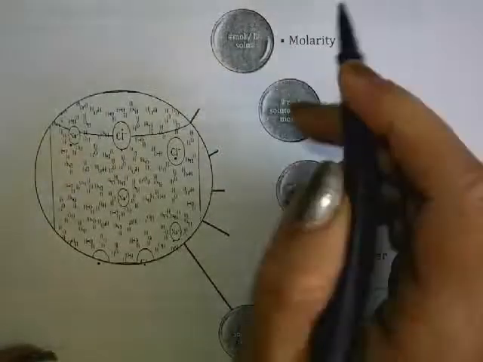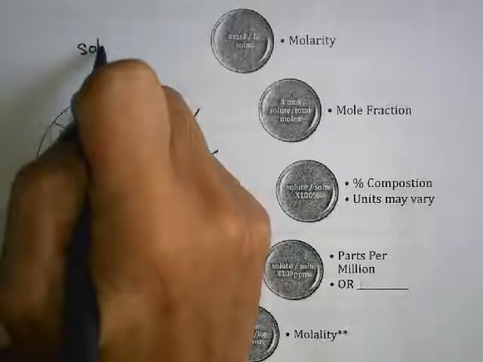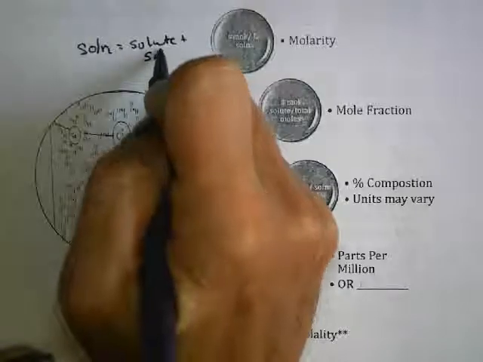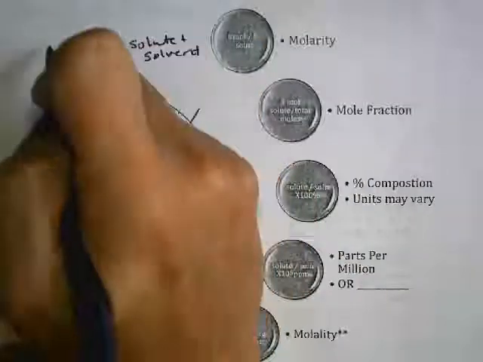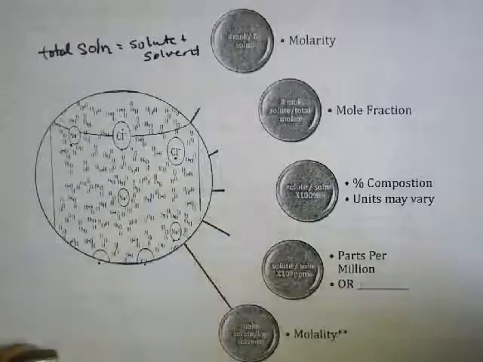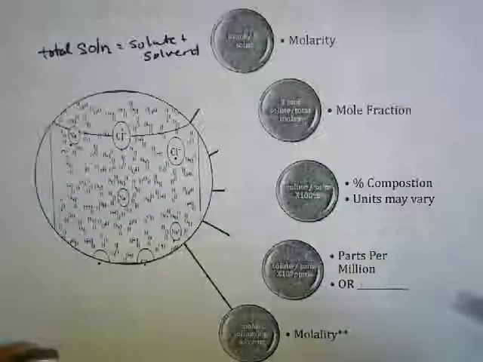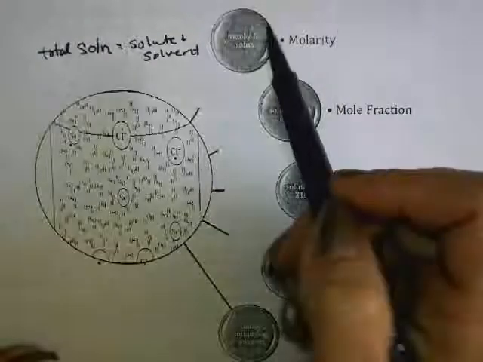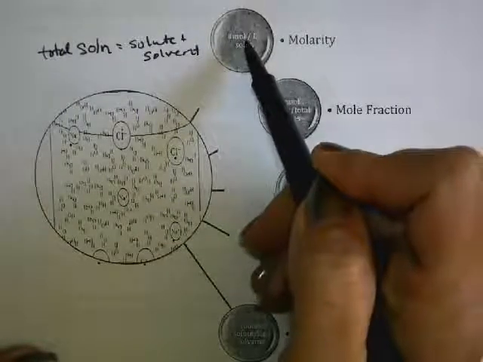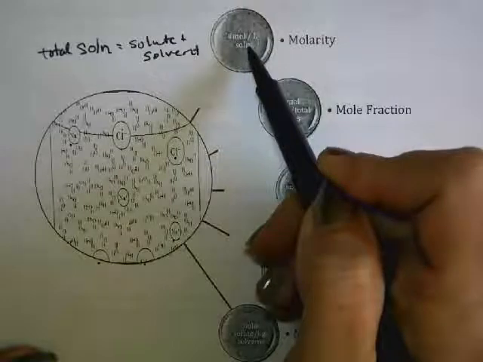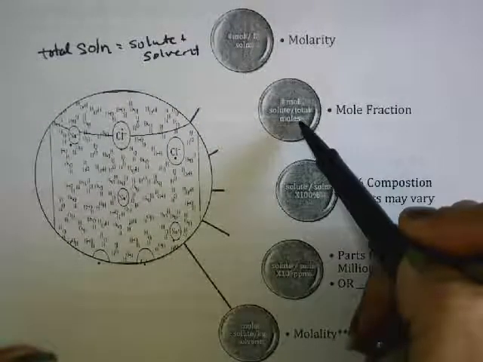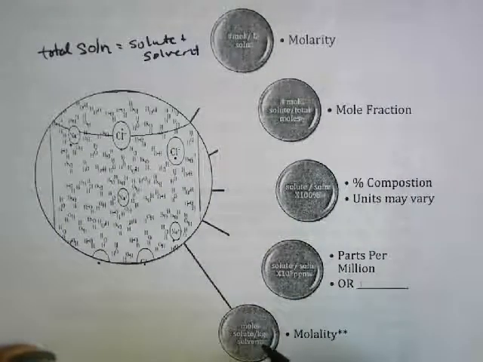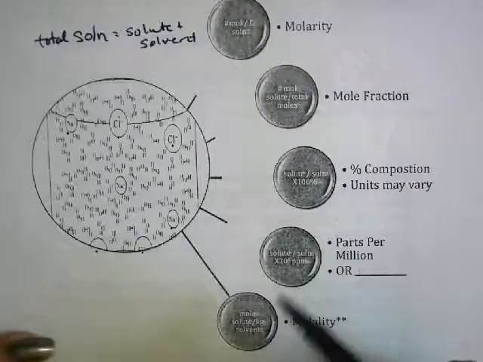Remember, solution is equal to the solute plus the solvent. In general chem, I usually say total solution to remind you of that. So we need to be careful as we go through calculations if we're talking about the solute or the total solution. Notice all units for solutions chemistry will be per solution, except for molality, where we just talk about the solvent.